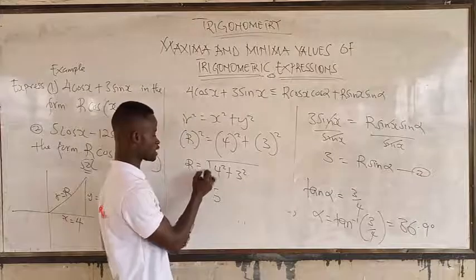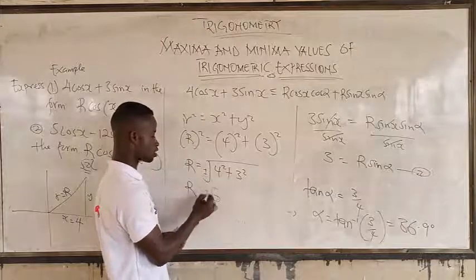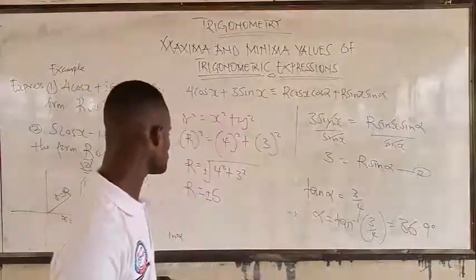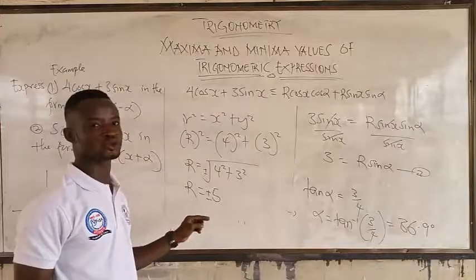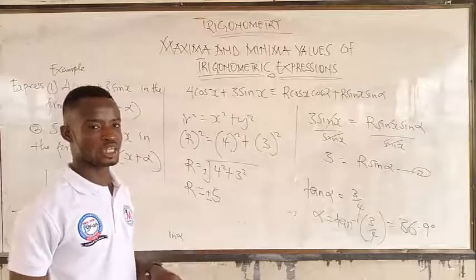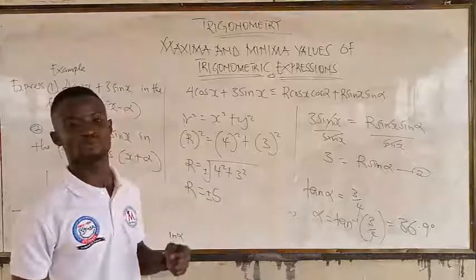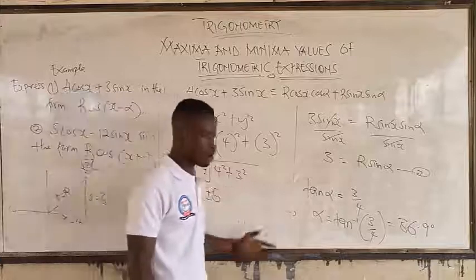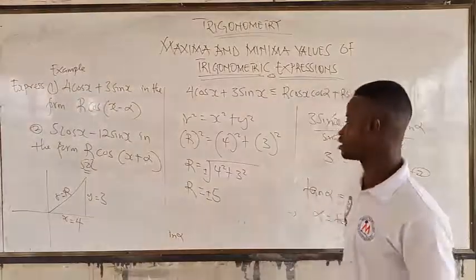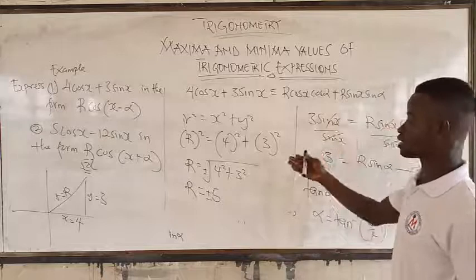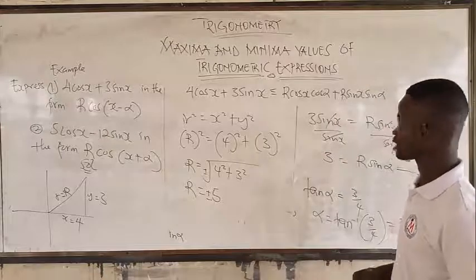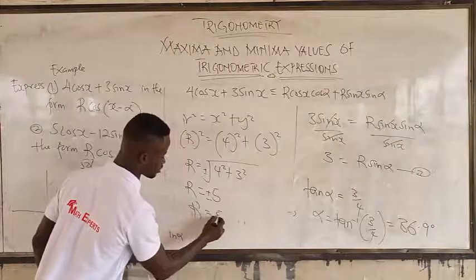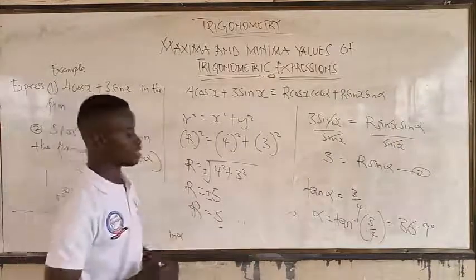That is 5. But don't forget it's plus or minus. So r is equal to plus or minus 5. Now, if you pick r to be 5, that will be maximum. If you pick r to be negative 5, that will be minimum. But as far as this course is concerned, or as far as this question is concerned, we are not basing on that. So let's go straight to the point to say that we are picking the positive side.